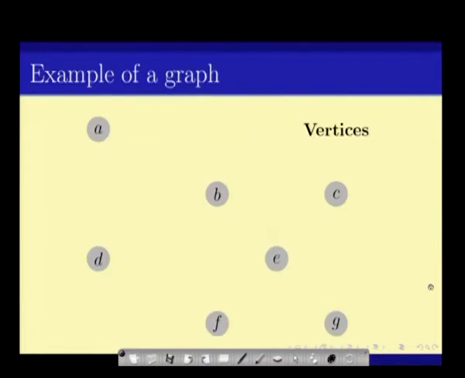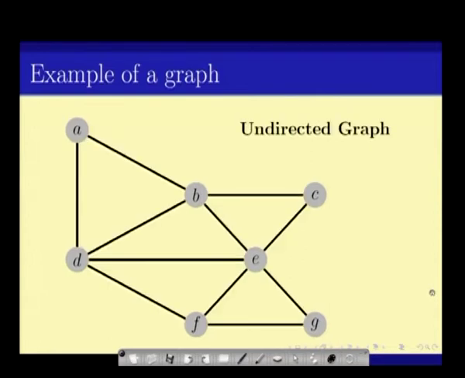For example, here is a graph. So, a graph is usually represented in pictorial form. The vertices are represented as circles, and the edges, which are a pair of vertices, are represented by a line joining these two nodes. For example, here I have the set of vertices, and then I have these edges a b, b c, and so on. So, this implies that a b is an edge in this set E, b c is an edge in this set E, and so on.